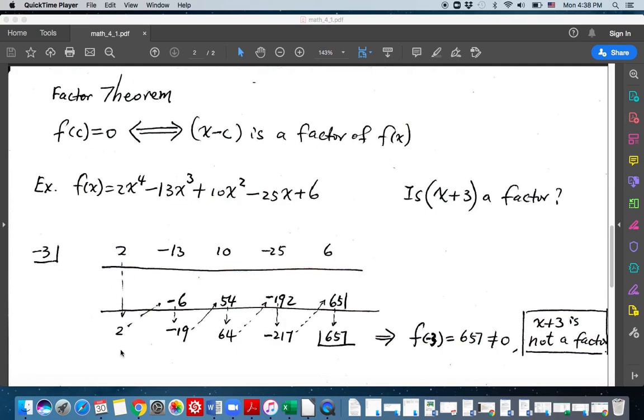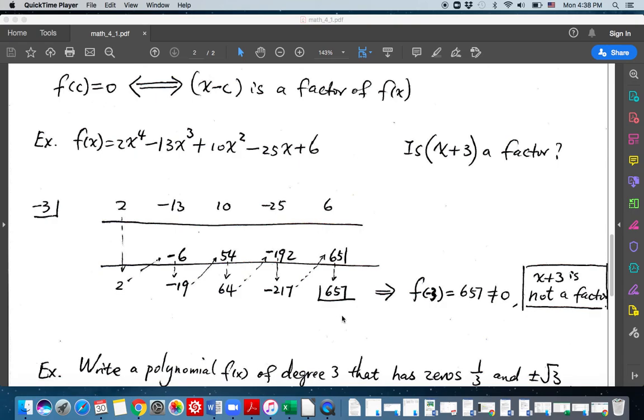You bring down 2. 2 times negative 3 gives you negative 6. Add the numbers in this column, which gives you negative 19. Negative 19 times negative 3 gives you 57. You add up, and that's going to give you 64. You continue this process until you determine the remainder. The remainder turns out to be 675, which is not 0. That means x plus 3, which is the divisor, is not going to be a factor by the factor theorem, because if it were a factor, we should expect the remainder to be exactly 0.